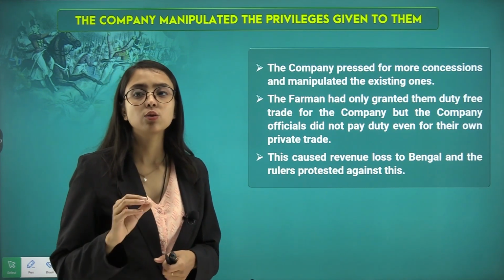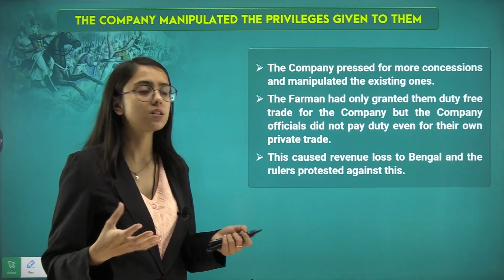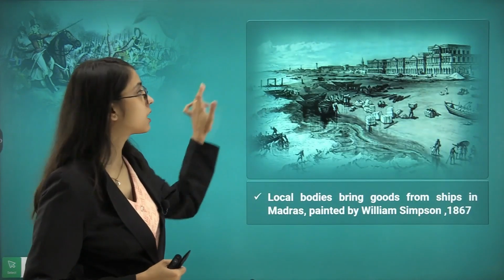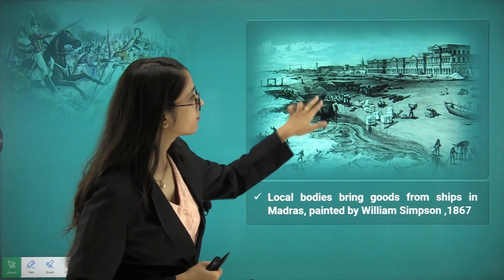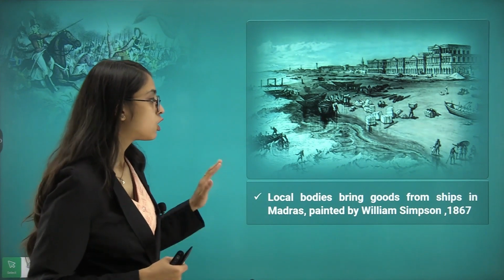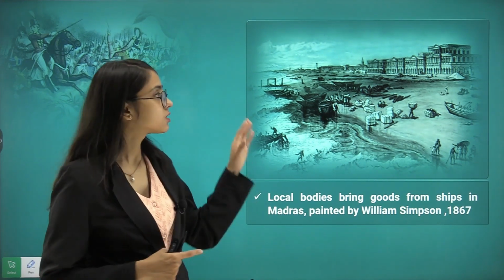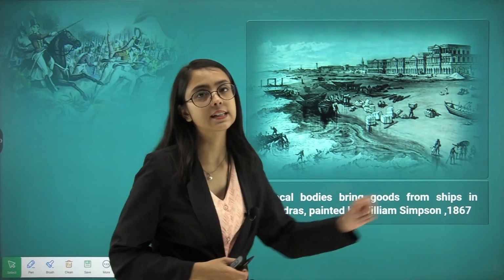This caused revenue loss to Bengal and the rulers, the subedars, the zamindars, the local rulers, they started to protest against this. Here you can see an image of one such port where ships and boats are coming and a big factory is being set up. So local bodies used to bring goods from ships in Madras. This image is of Madras, which was painted by William Simpson in 1867.